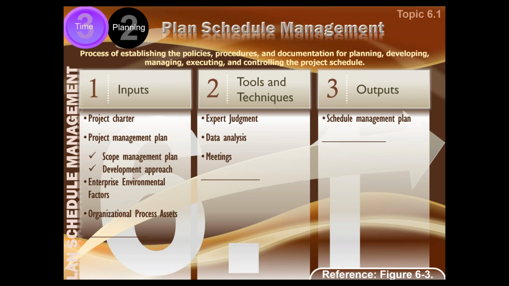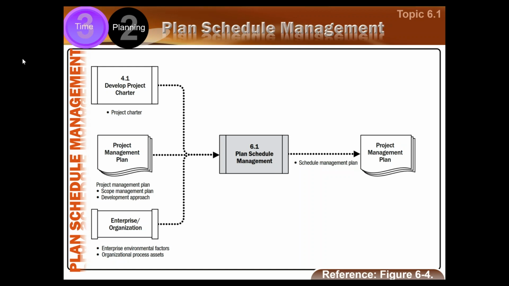The tools, naturally, you are very well aware of: expert judgment. Data analysis has been discussed many times, but naturally we will focus on what exactly we'll do in the data analysis here, and we'll conduct meetings. Ultimately, we will be coming out with a schedule management plan. If you want to look at it from a data flow perspective, the charter is coming from develop project charter. The project management plan includes the scope management plan and the development approach, and the organization is giving us the enterprise environmental factors and process assets, and we will be creating the schedule management plan, which will become part of the project management plan.